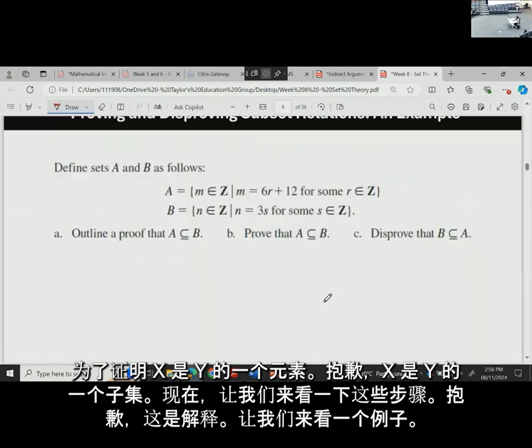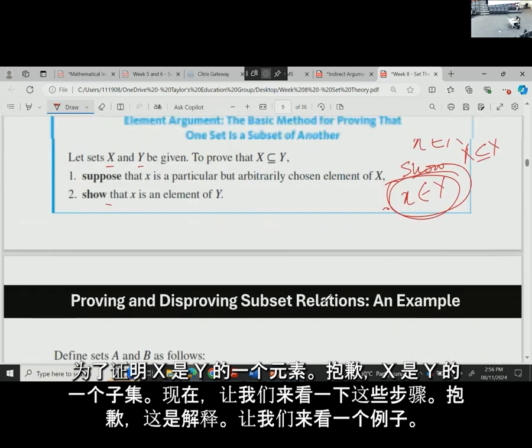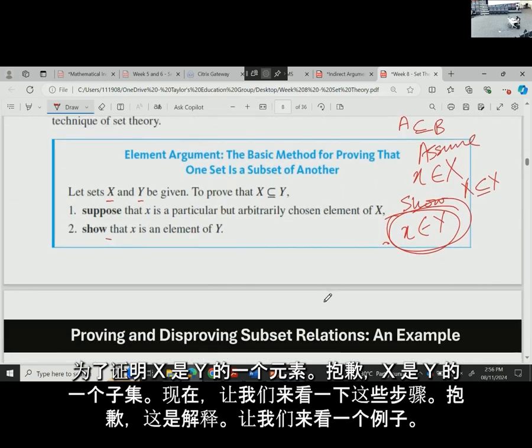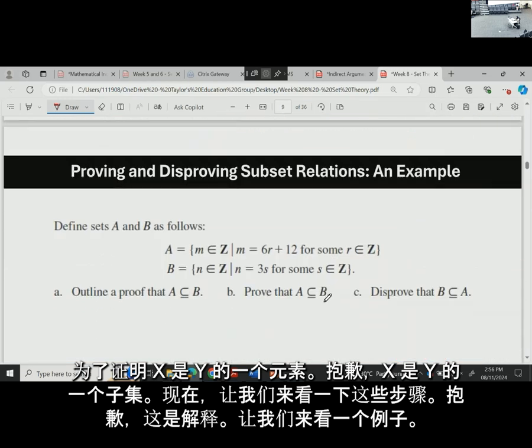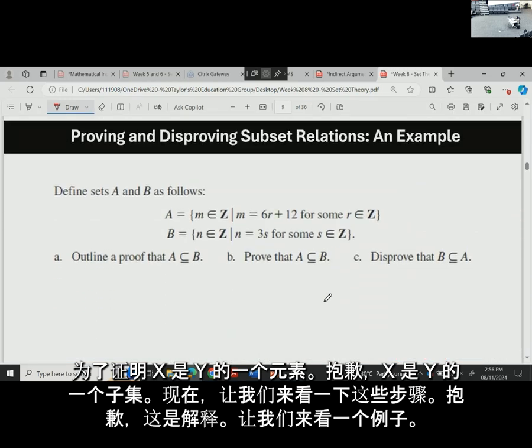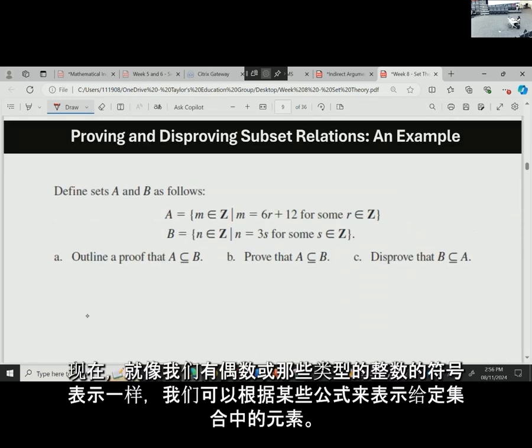Now let's go through the steps. This is the explanation. Let's go through an example for that. Now just like we have symbolic representations of even, odd, those types of integers, similarly, we can represent elements in a given set based on some formula.